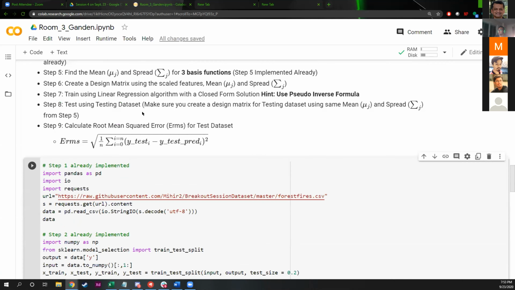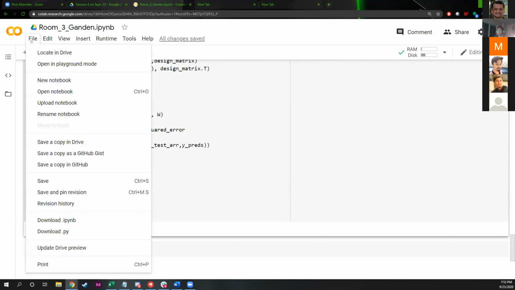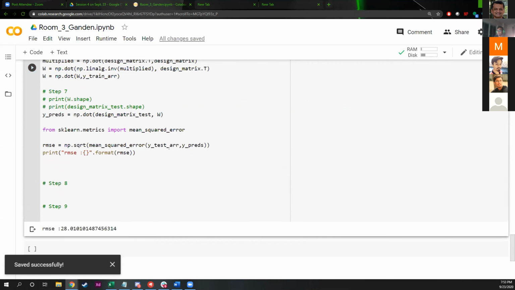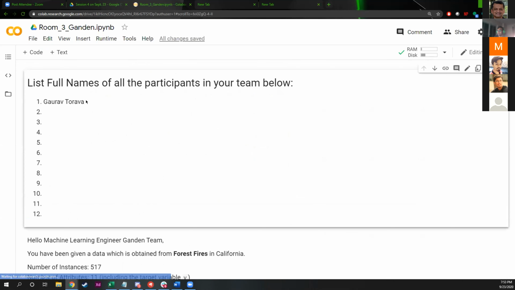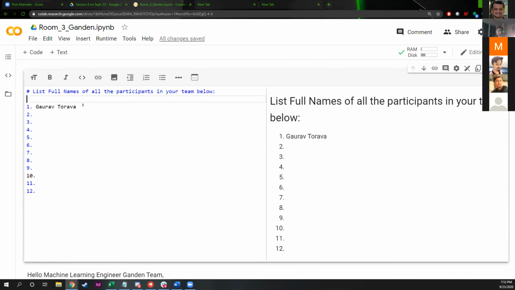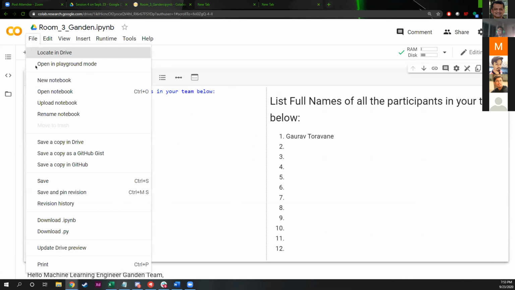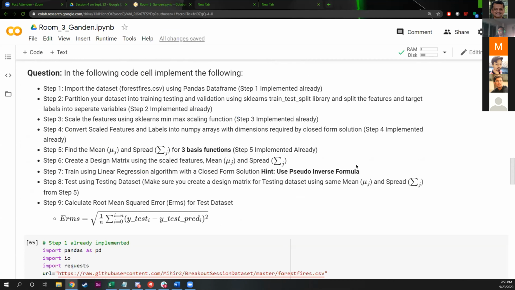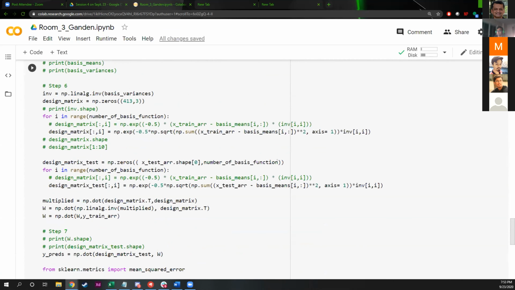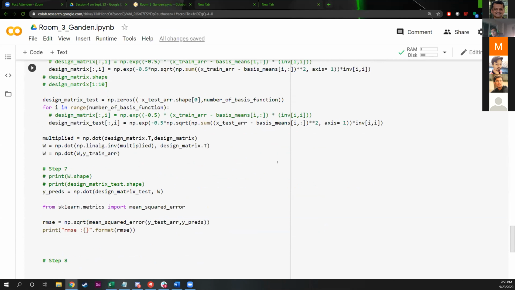Can you save this once? Okay, I'll save. I'm saving this. Can you update everyone's names? That'd be great. They are already in the chat box. There you go. Can you see all this code now, Vineet? Yep.